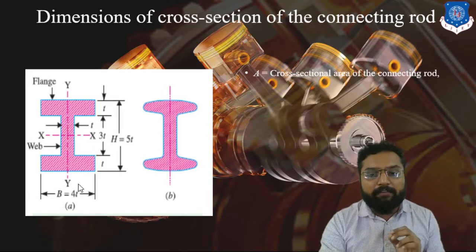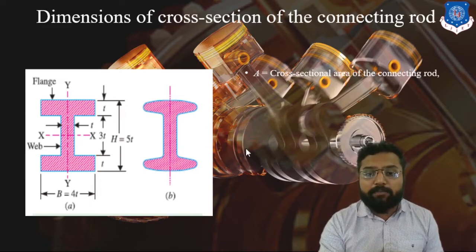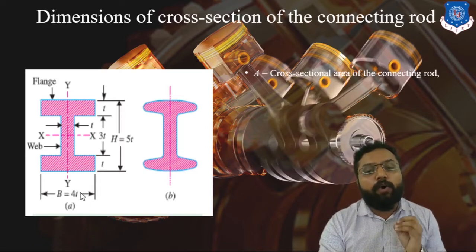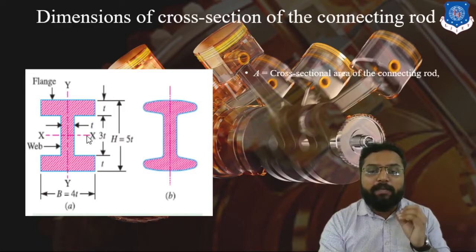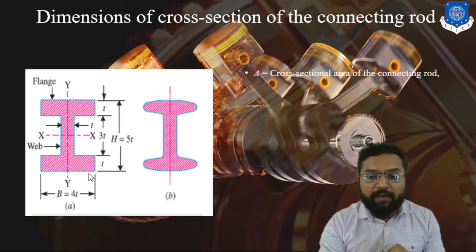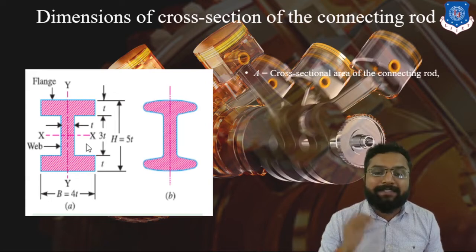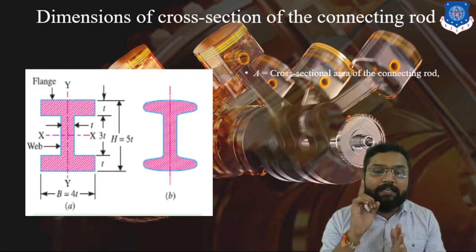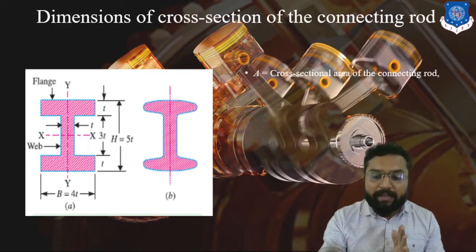So 3T square and 4T square. The summation of that is going to be our final area. So what will be the summation of both of these? Here we have calculated the area of the flange, which is 4T into 2, which is 4T square, and there are two flanges. So that's why 2 into 4T. So ultimately 8T square is the area of the flange, plus 3T square, which is the area of the web. So ultimately the cross section area of this connecting rod is going to be 11T square. So just remember this, the cross section area of the connecting rod is going to be 11T square.